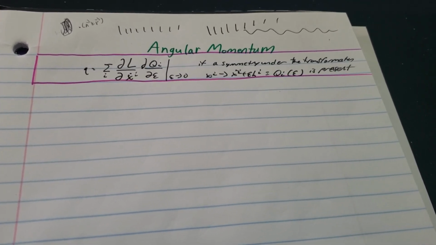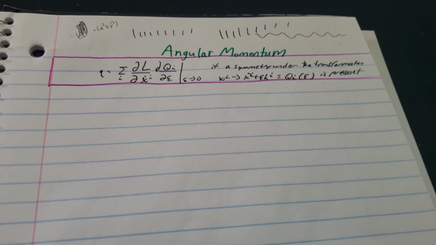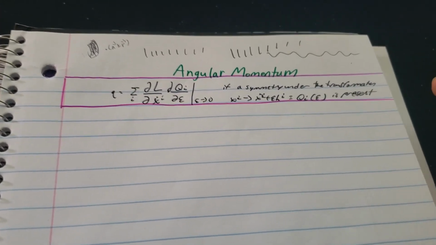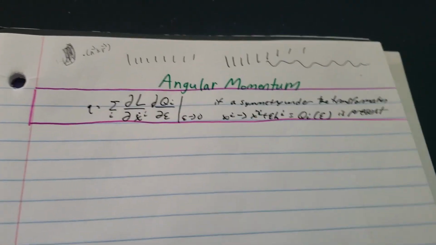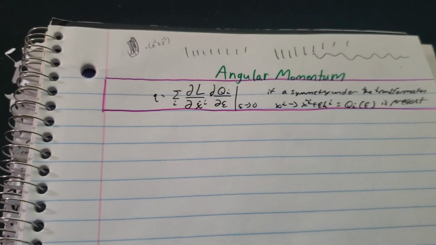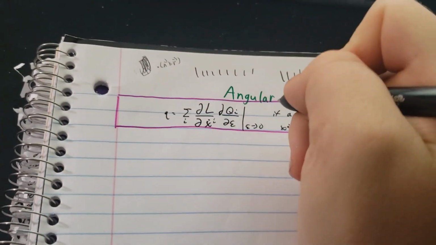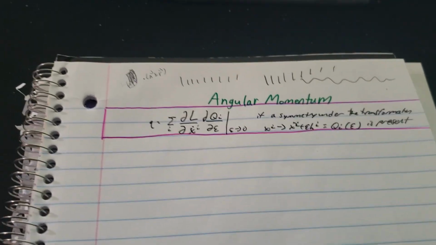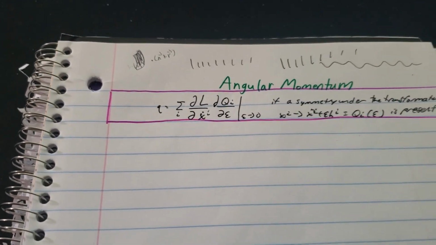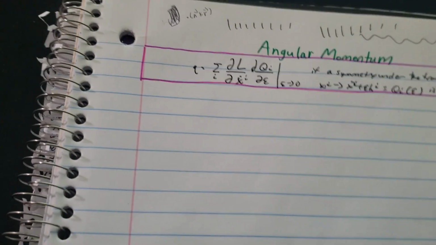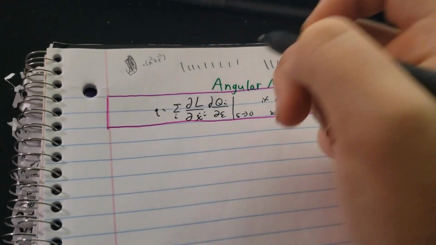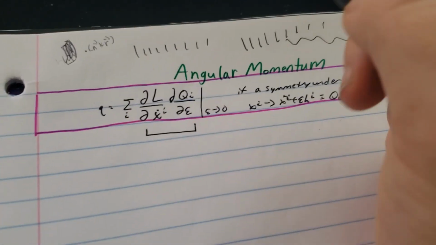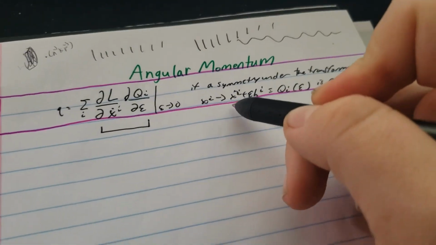Okay, so before I talk about angular momentum in quantum mechanics, I'll have to discuss what angular momentum is in classical mechanics. In classical mechanics, angular momentum is defined as the conserved quantity that arises when your system has a symmetry under an infinitesimally small rotation of the coordinates. And this conserved quantity is described by Noether's theorem under this symmetry here.